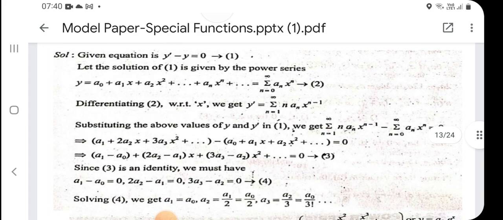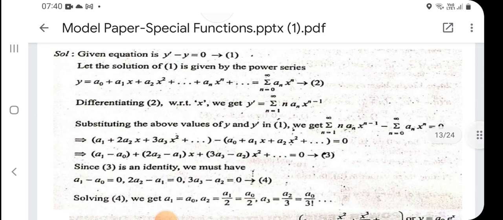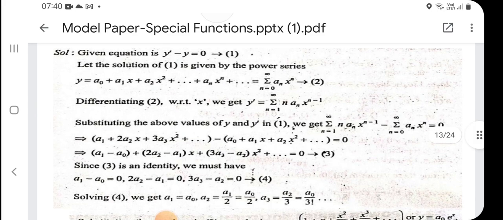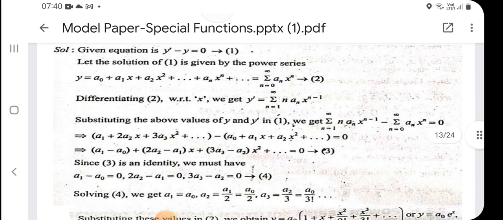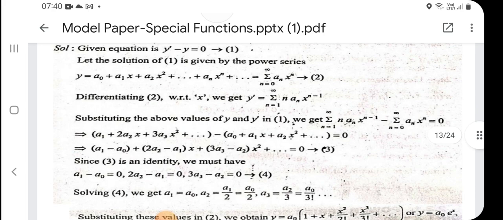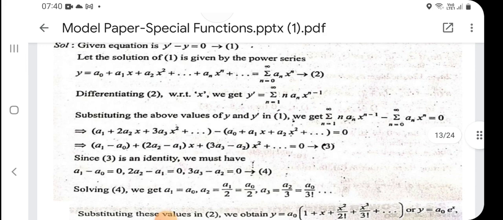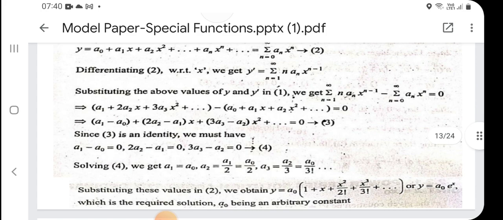Now combine the constant terms, x terms, x square terms, collect all in groups. So the constant term a1 minus a0, x term 2a2 minus a1, x square term 3a3 minus a2 times x square, and so on, that is equal to 0. Since this is an identity, we must have a1 minus a0 equal to 0, 2a2 minus a1 equal to 0, 3a3 minus a2 equal to 0 and so on.